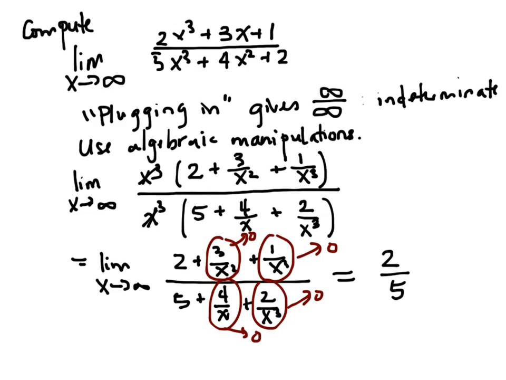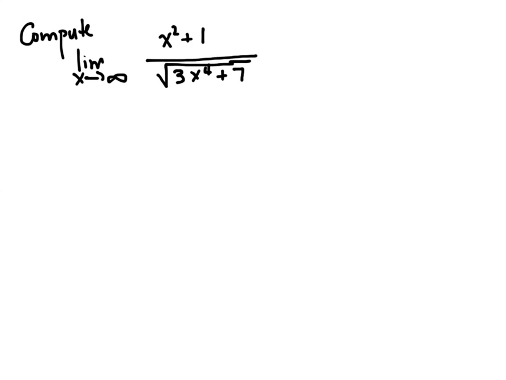So now let's look at another example, one that's a little bit more complicated, where the numerator or denominator might not be a polynomial. Okay, so here's our example. So now we're going to compute this limit as x goes to infinity of x squared plus 1 over the square root of 3x to the 4th plus 7. So we're in a similar situation where the numerator is a polynomial, but the denominator is a square root of a polynomial.